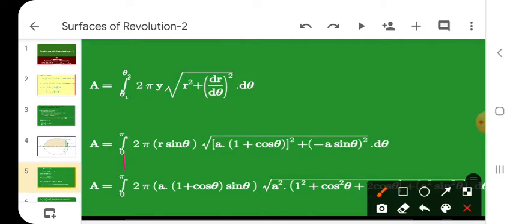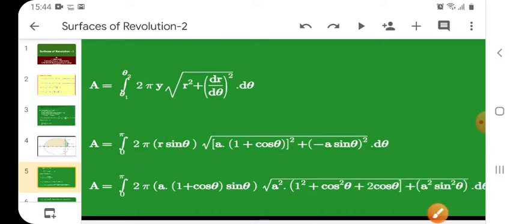See here, integral 0 to pi. The constant is 2 pi, right? What is r here? a into (1 plus cos theta) into sin theta. a into (1 plus cos theta) whole square means a square, and (1 plus cos theta) whole square means 1 square plus cos square theta plus 2 cos theta, plus a sin theta whole square, which is a square sin square theta. Next.